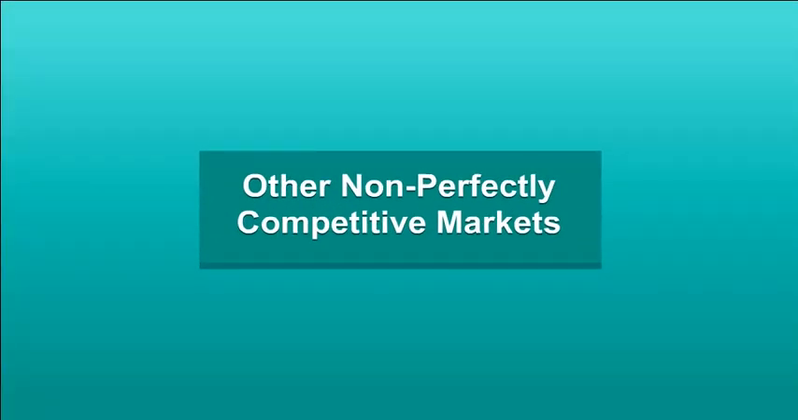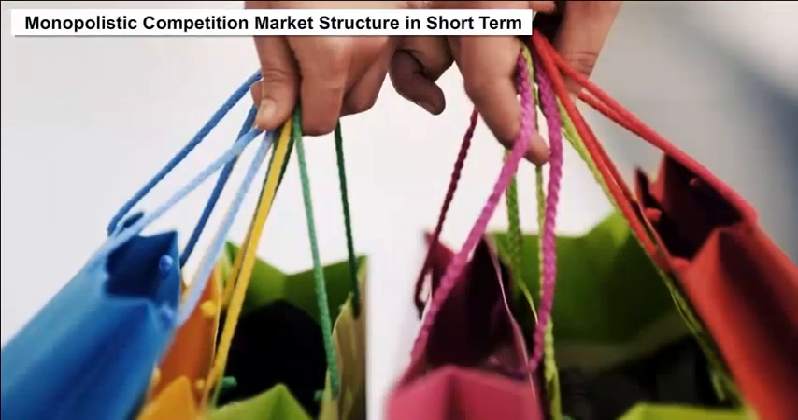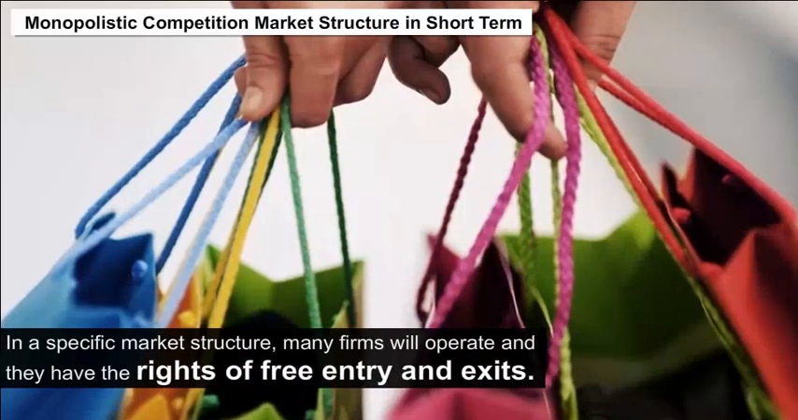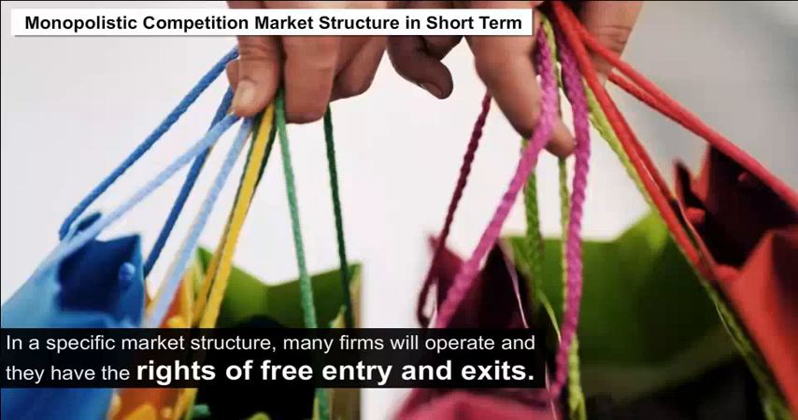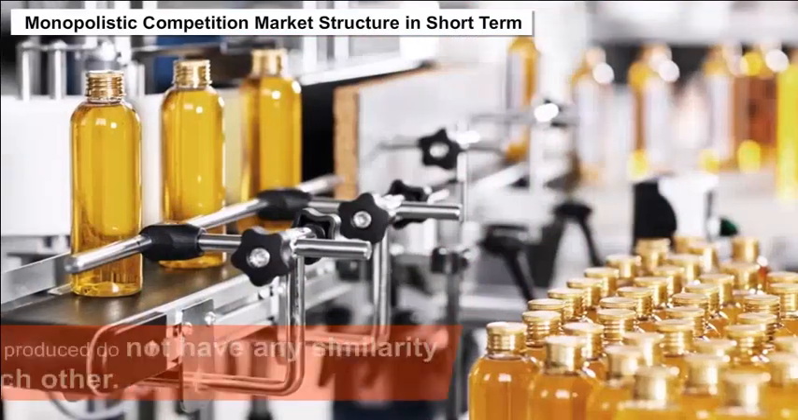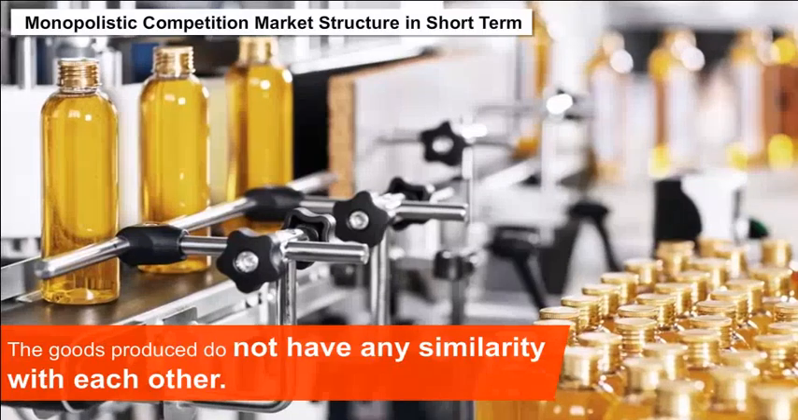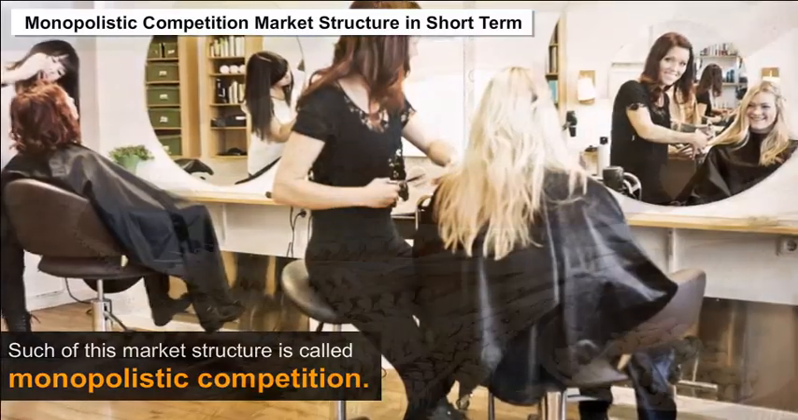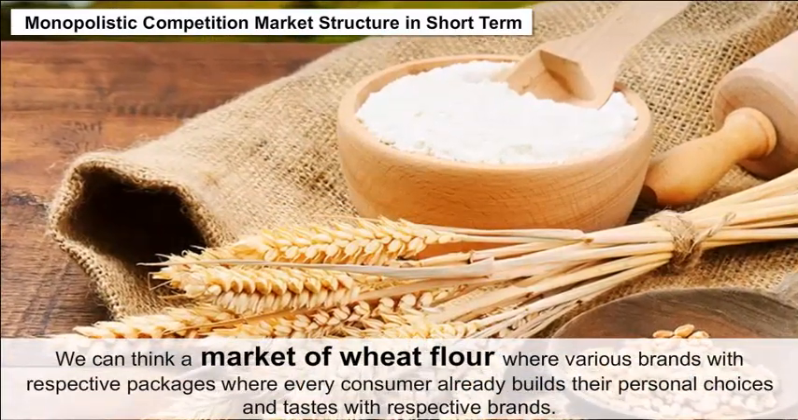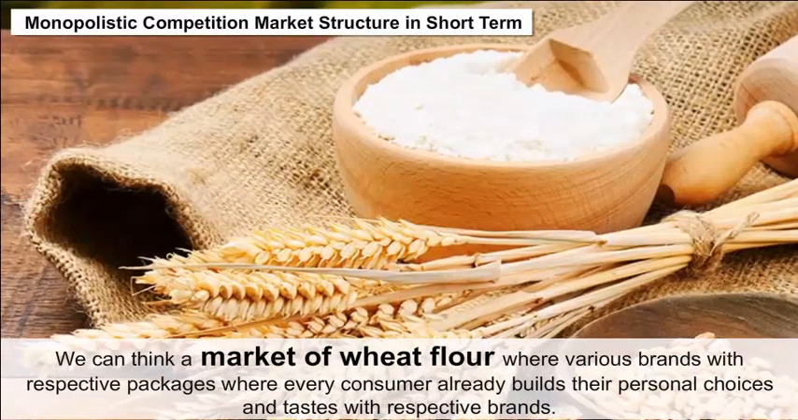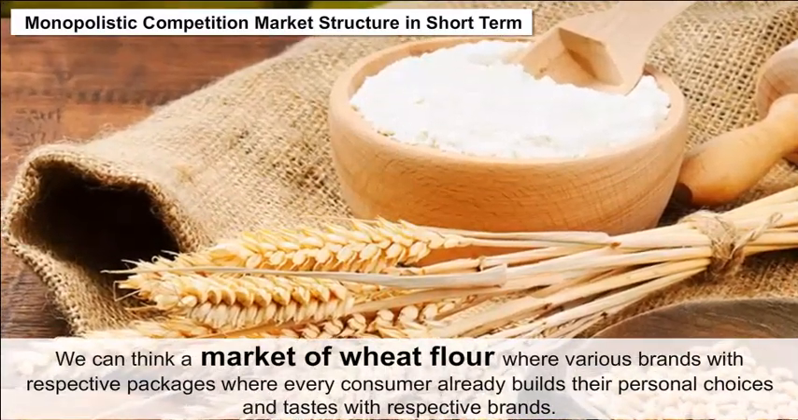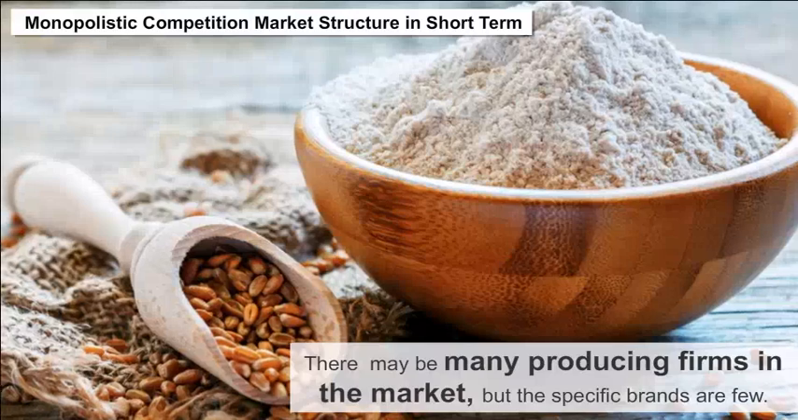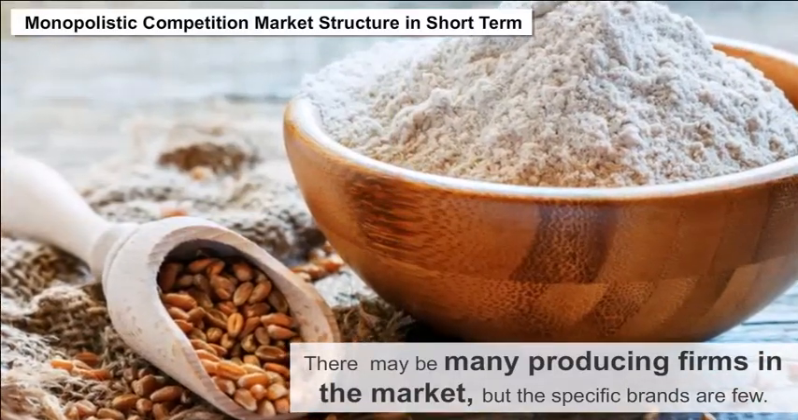Other non-perfectly competitive markets. Monopolistic competition market structure in the short term. In a specific market structure, many firms operate and have the rights of free entry and exit, but the goods produced are differentiated from each other. Such a market structure is called monopolistic competition. We can think of a market of wheat flour, where there are various brands with respective packages, and every customer has already built personal choices and tastes with respective brands. There may be many producing firms in the market, but the specific brands are few.